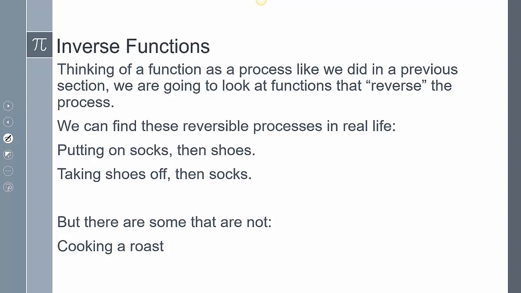Now, there are going to be some that are not, like cooking a roast. How do you uncook the roast? You can't. And so because you can't uncook the roast, that is not a reversible process.